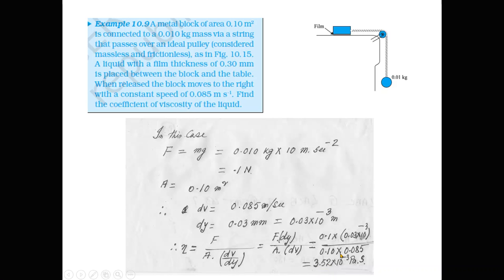it is 3.52 into 10 to the power minus something Pascal second. So the value of the coefficient of viscosity is equal to this. So this is the problem, and if you can solve it independently, very good. If you cannot, this is the process, and there are so many problems in your textbook. You can solve all the problems. I am going to the next section.